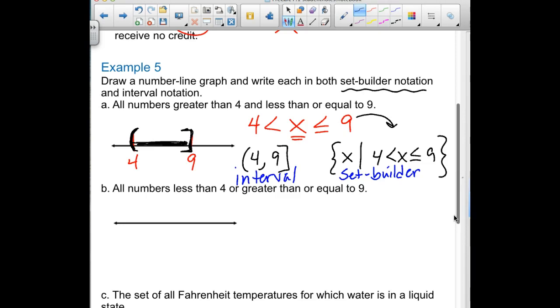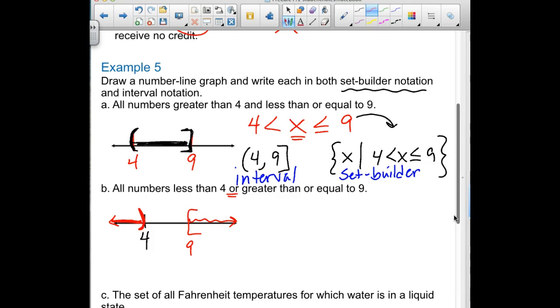Okay, second example. All numbers less than 4 or greater than or equal to 9. Okay, so let's think about that. We want numbers that are less than 4. On a number line, we would put 4 in, and we want numbers that are smaller than that. So we would have a rounded bracket, and we want to shade that section. Or they can be greater than or equal to 9. So now we can include 9, but we can also be greater than it. Okay, so a graph would look like that.